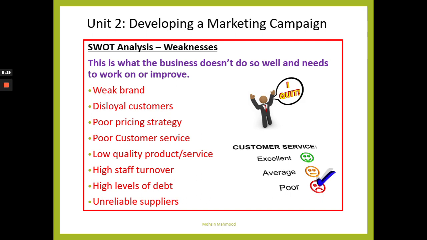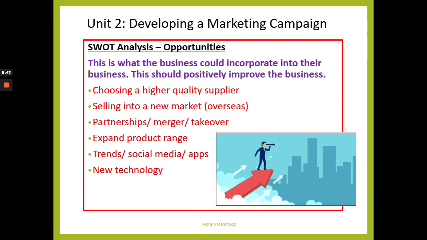And unreliable suppliers could be a weakness as well. If suppliers aren't supplying on time or on the correct day, if suppliers can't meet an increase in demand during the week, for instance, if suppliers are supplying, I don't know, items which break easily, this could be a weakness as well. Okay, but the business may need to think about changing suppliers.